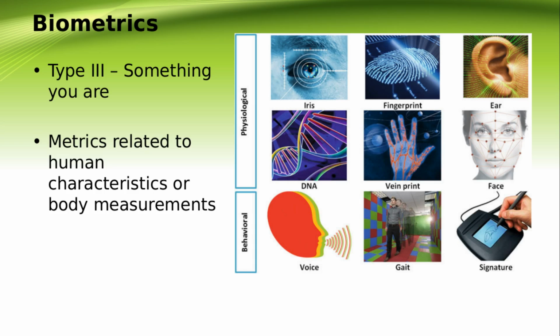So there are a few types of biometrics: biological biometric, morphological biometric, and behavioral biometric. As you can see, there are two important ones: behavioral and physiological. The behavioral ones are voice, gait, and signature, and the physiological ones are DNA, vein print, face, ear, fingerprint, and iris. Okay, let's move on to the next topic.